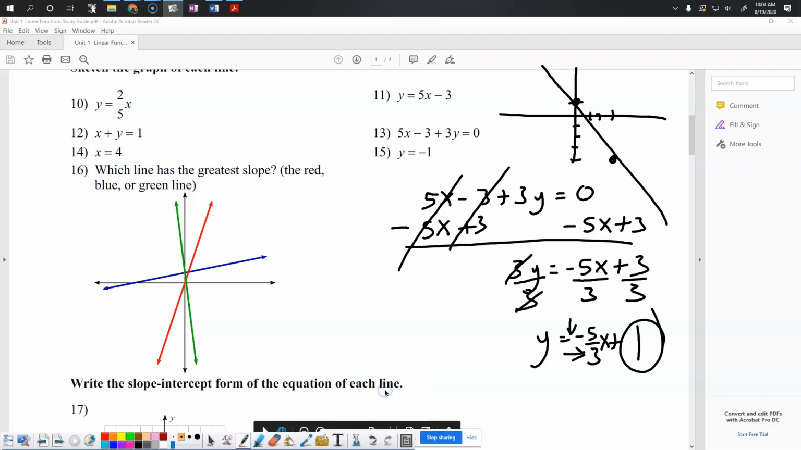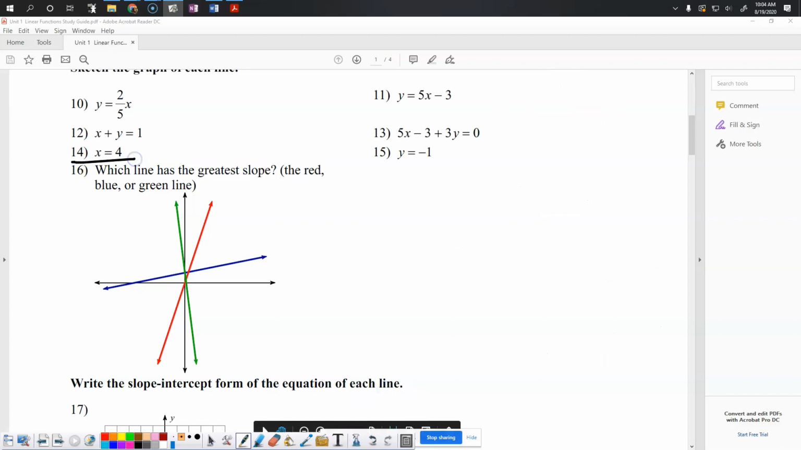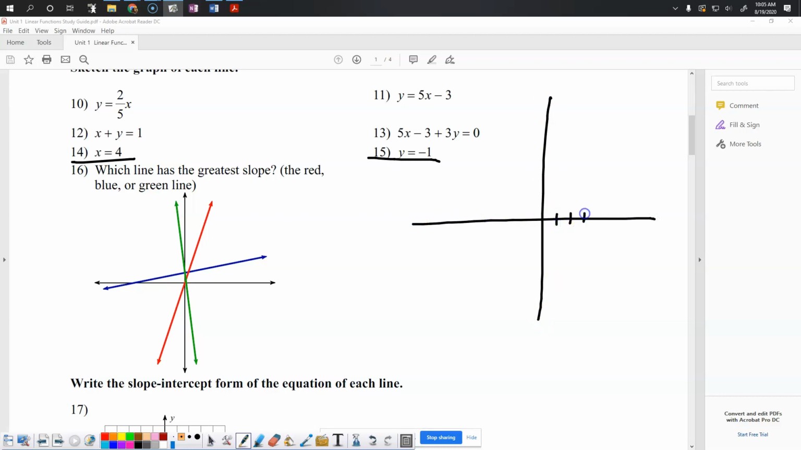So let's take a look at number 14. For number 14 and 15, both of these are missing a variable. Whenever it's x equals a number, what you're going to do is find that number on the x-axis. So if x equals 4, I'm going to find 4 on the x-axis, and you're going to draw a vertical line through it. You don't need to write this for this problem, but I will say that lines like this have no slope.